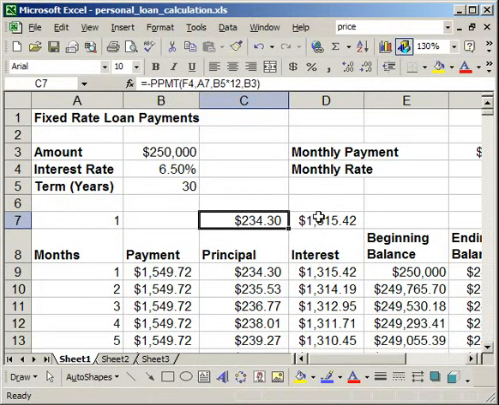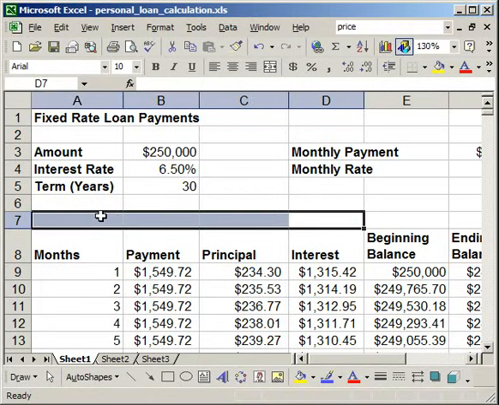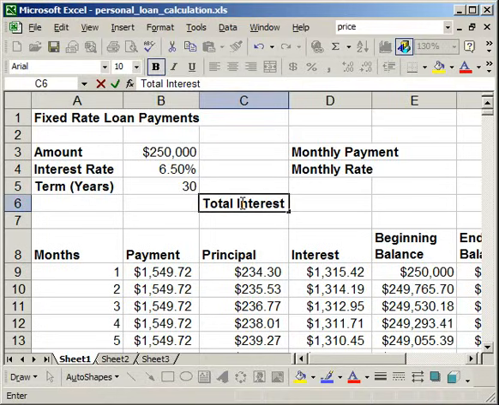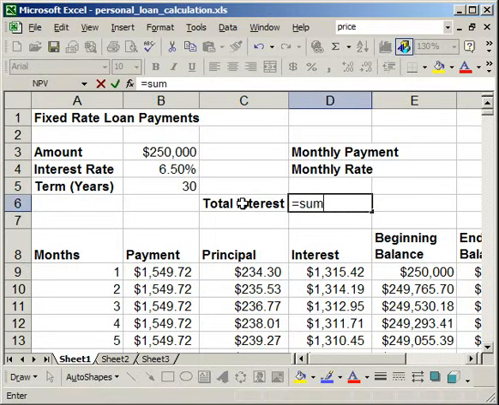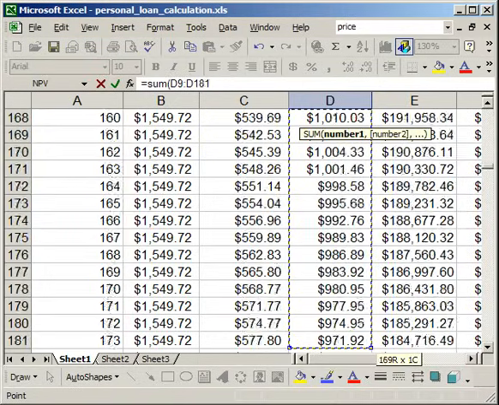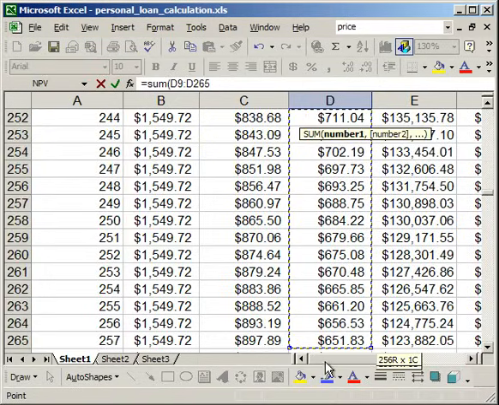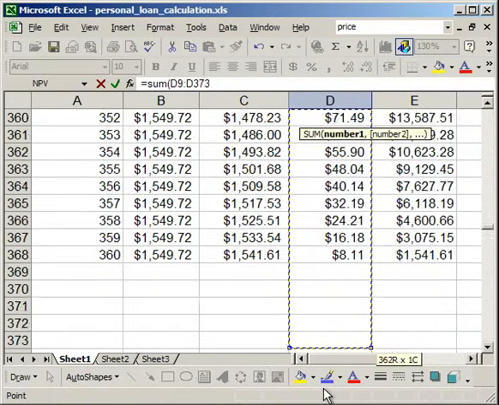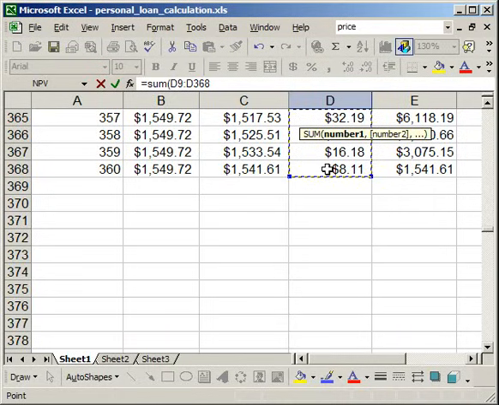Another neat thing you can do, I'm going to go ahead and delete this, is to figure out exactly how much interest you're going to be paying. And to do that, let's go ahead and type total interest equals sum, and I'm going to go ahead and highlight my interest column. Now you see I have a line for every month here, all the way down to the very end of the loan. See, at the end you only pay $8 on the interest.